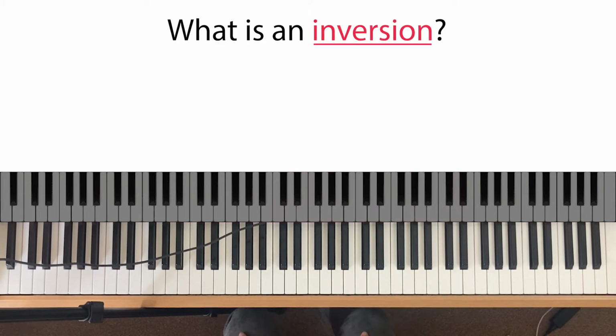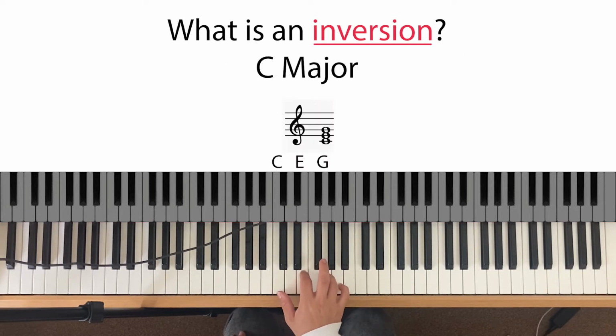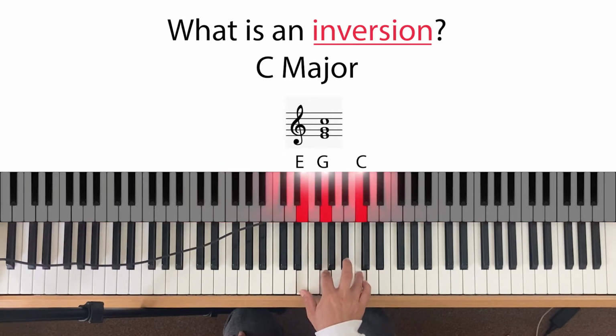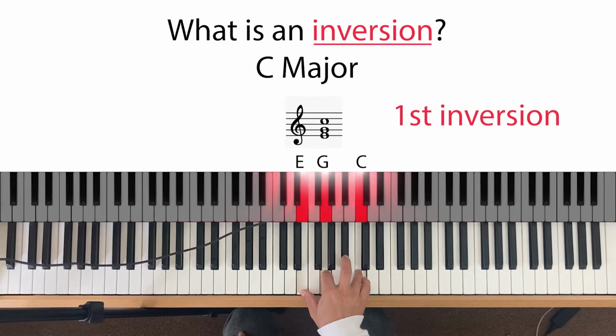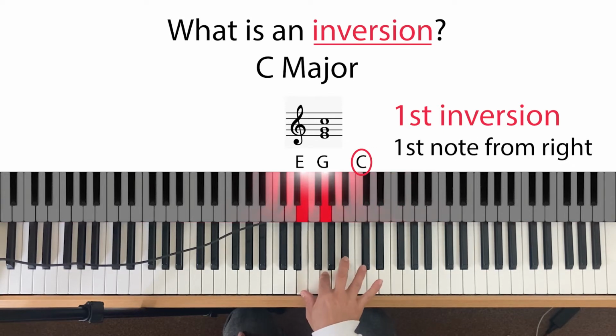So what is an inversion? Each of these chords has 3 notes. So if I start with C major, we've got 3 notes that we can choose from. But these notes can be moved around a little bit. So C, I can actually take from the bottom and place it at the top. So now we have here the first inversion of C major. And the reason you know it's the first inversion is because C is now the top note of the shape, and it's the first note coming from the right of the chord. This is important that you know this.